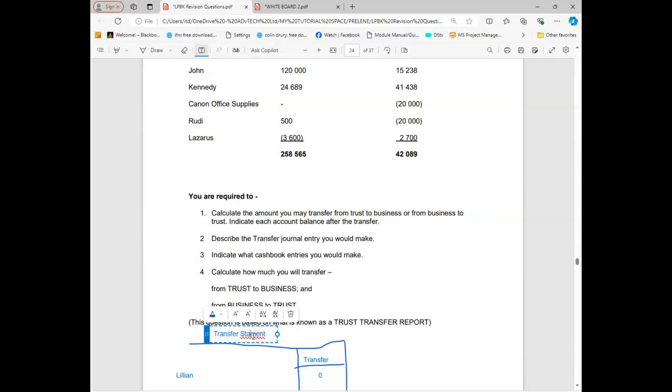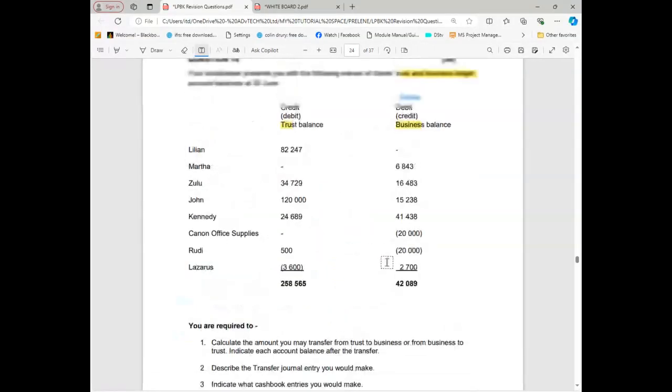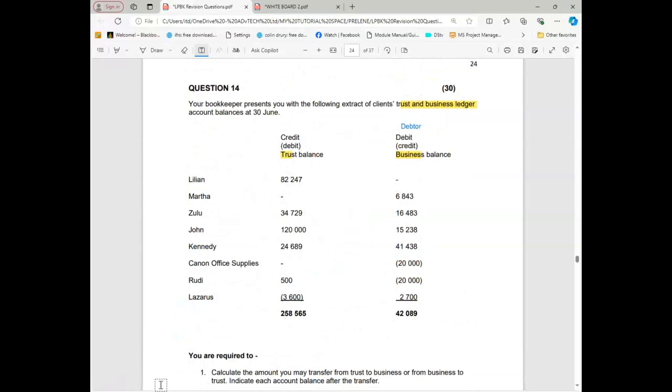Any question? Nothing. No, it's okay. I was trying to change the statement, but it makes sense. Okay, look at Martha. What do you think? Does Martha have anything in her account in the trust? No.